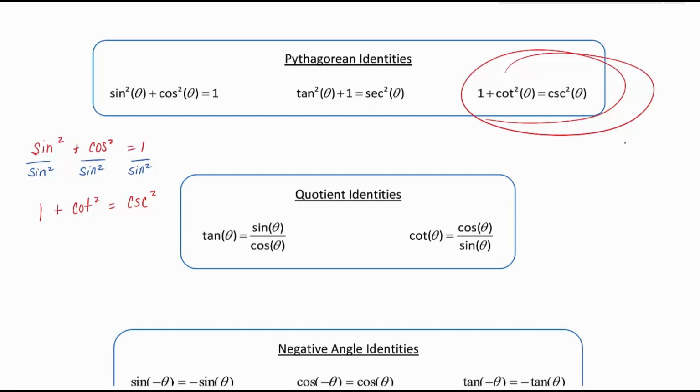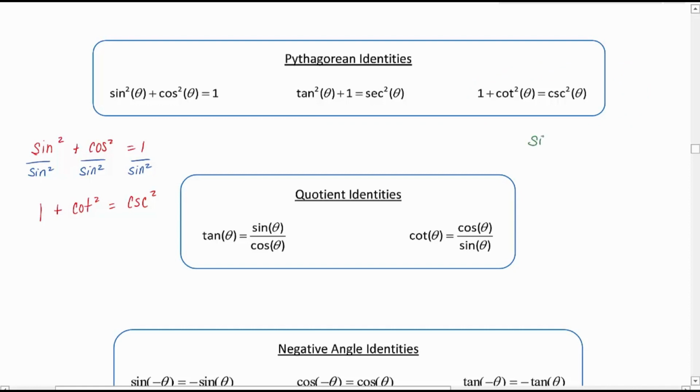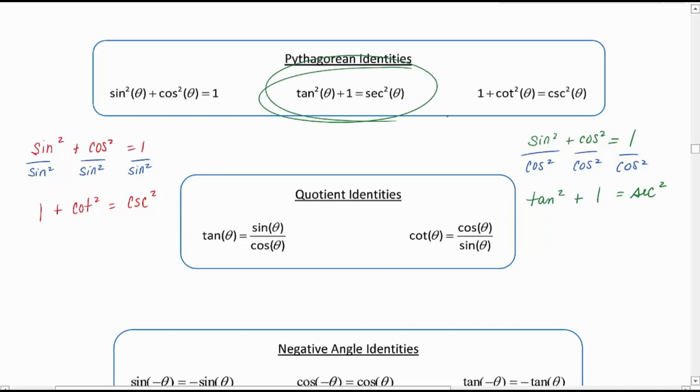I can derive the second one in a similar fashion. So I'll do that over here on the right. Again, starting with sine squared plus cosine squared equals 1. This time, I'm going to divide each term by cosine squared. Sine divided by cosine is tangent, that's squared. Cosine squared divided by cosine squared is 1, and 1 over cosine is secant, so this here will be secant squared, and that gives us the second of the Pythagorean identities.